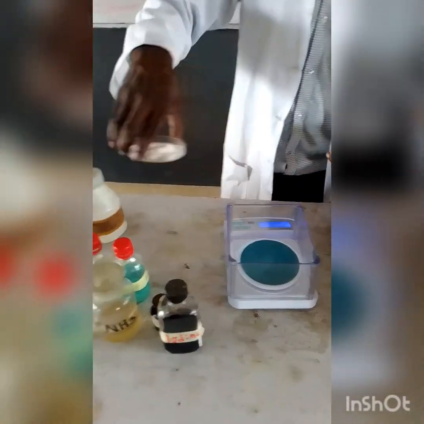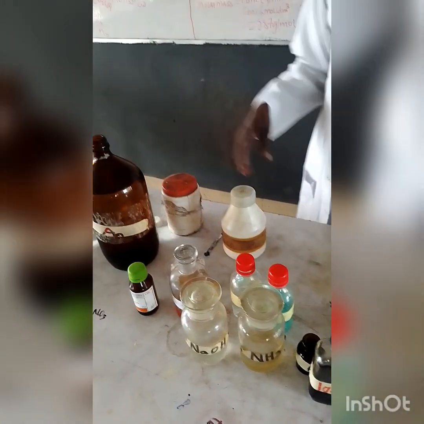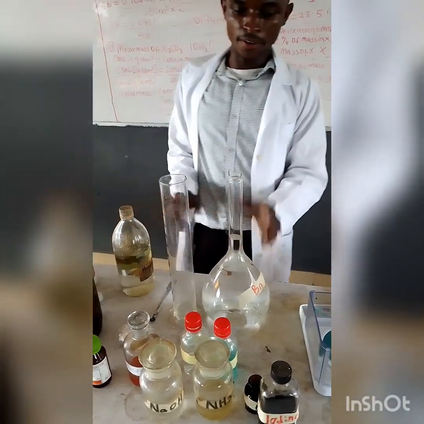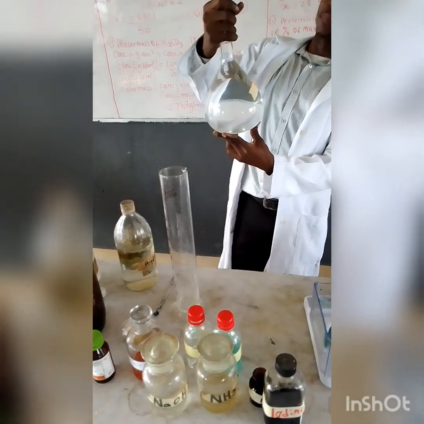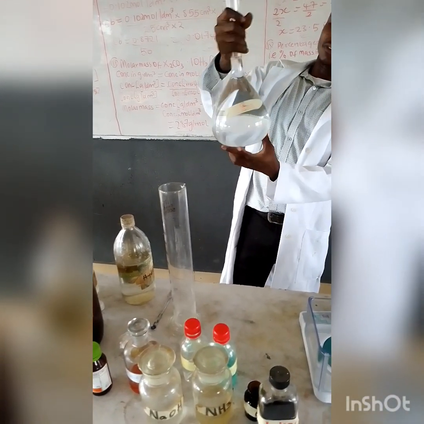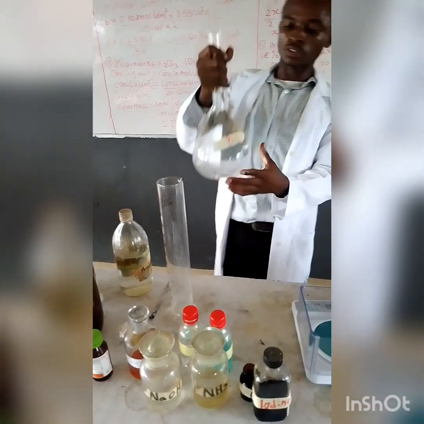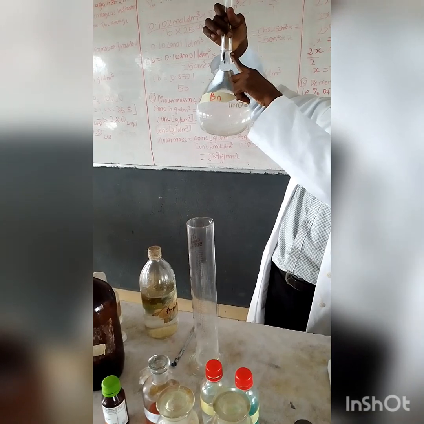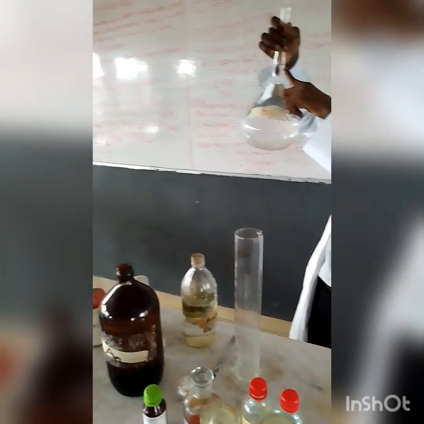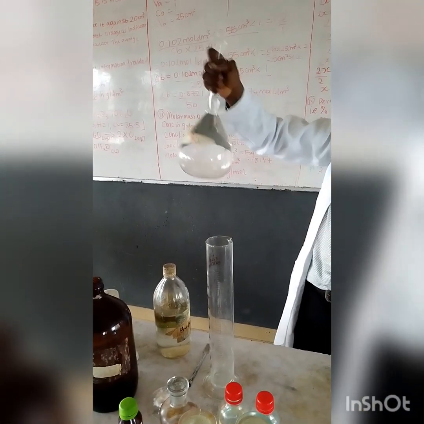Okay, now this is 0.102 mole per dm cube of my base, sodium trioxocarbonate(IV). Okay, now you can see the mark here. This is 1000 cm cube. Alright, now the next thing I will prepare now is the HCl.